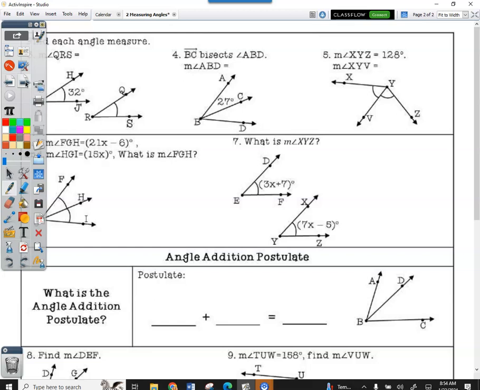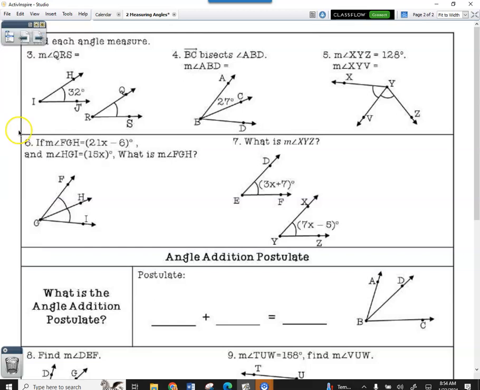Look at number 3. It says, find the measure of each angle. Let me explain this notation. M angle QRS. This means the measure of angle QRS is what? Which means they want you to either tell me how much it measures or what expression of X it equals. Well, looking at the picture, find QRS, put a question mark where you're trying to answer, like what's the goal? The goal is the measure of angle QRS.